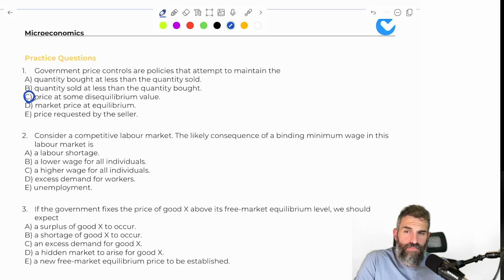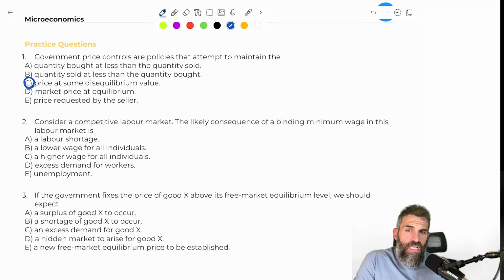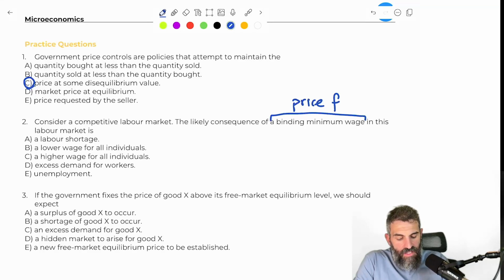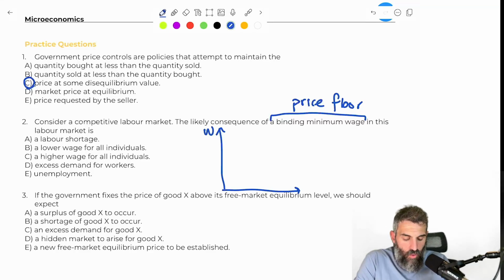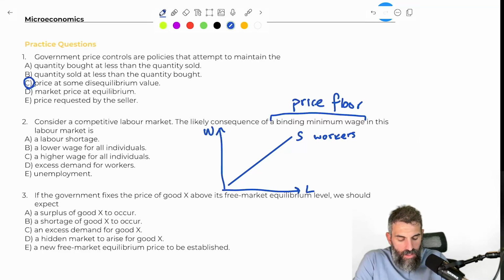Number two, consider a competitive labor market. The likely consequence of a binding minimum wage. So a minimum wage in the labor market is basically a price floor. If we were to look at the labor market, it's the same thing, but instead of saying price, we typically say wages. And instead of quantity, we typically say labor. It's essentially the supply and demand for workers. The supply would be the workers, and the demand is the jobs.